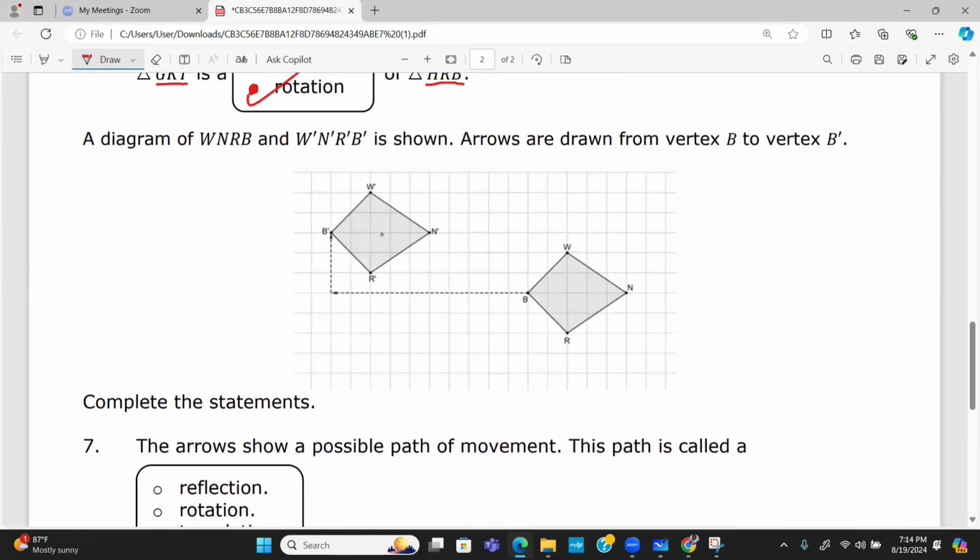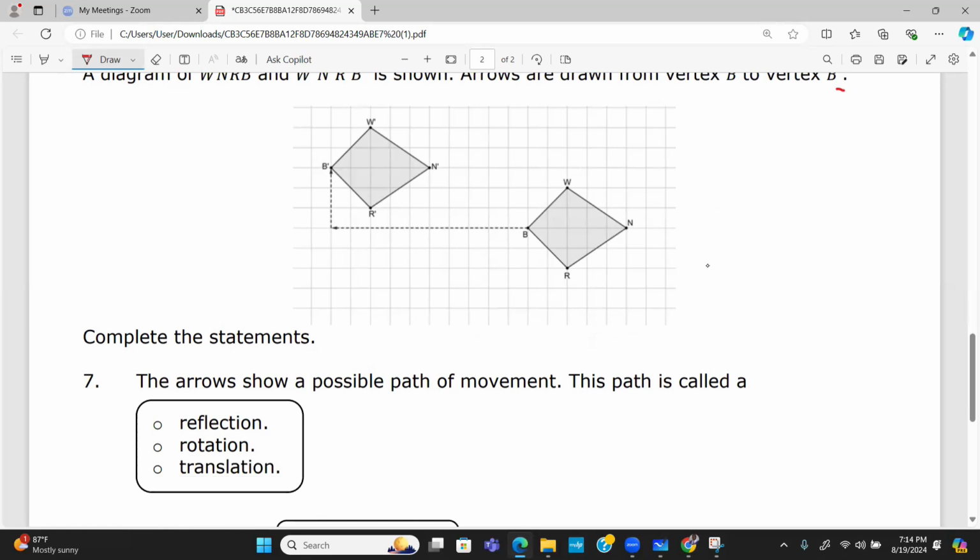All right, let us follow through. This question says a diagram of W, R, B and W prime, N prime, R prime, B prime is shown. Arrows are drawn from vertex B to vertex B prime. So here's a question. Complete the statement. The arrows show a possible path of movement. This path is called a, take a look. When you look at these words, is this a reflection, a rotation, or a translation?